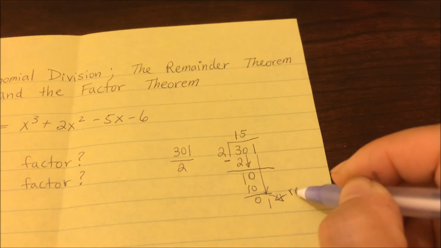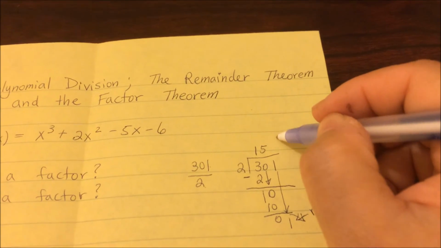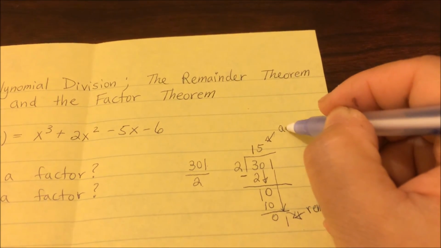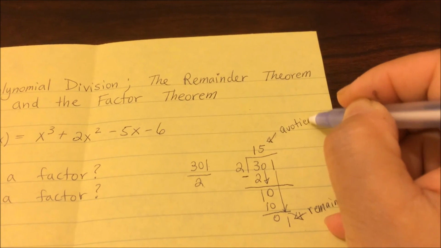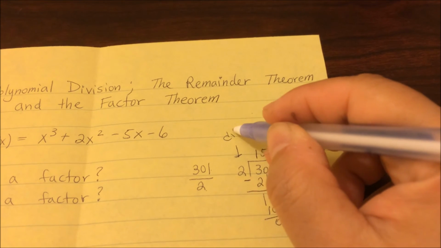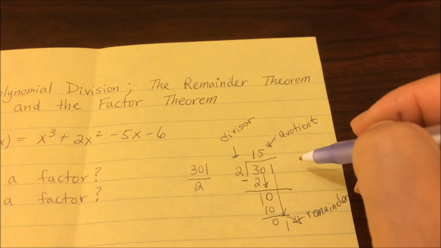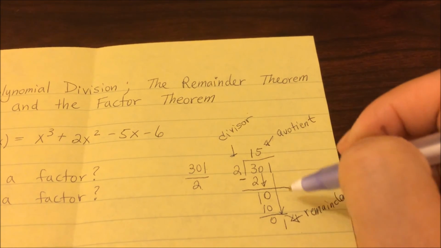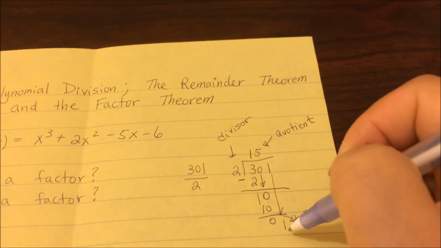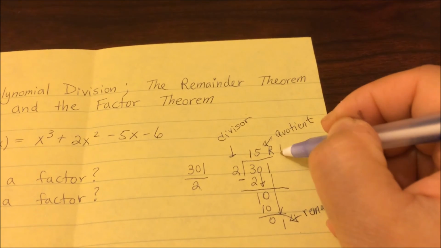So let me write that remainder. This right here is called the quotient. And this is called the divisor. So when you had something like that, we would say it was 15 with the remainder of 1. And back in 4th grade, we put R, right, for 1.